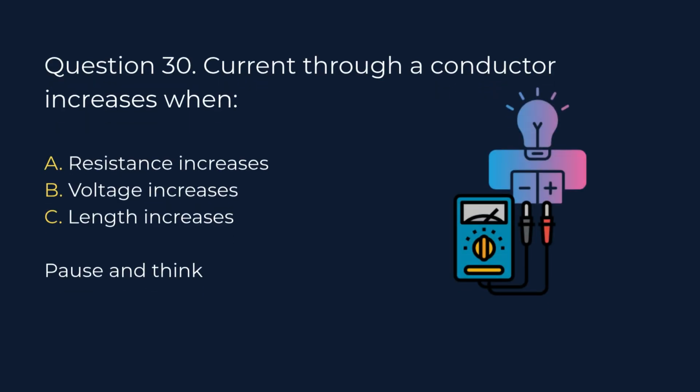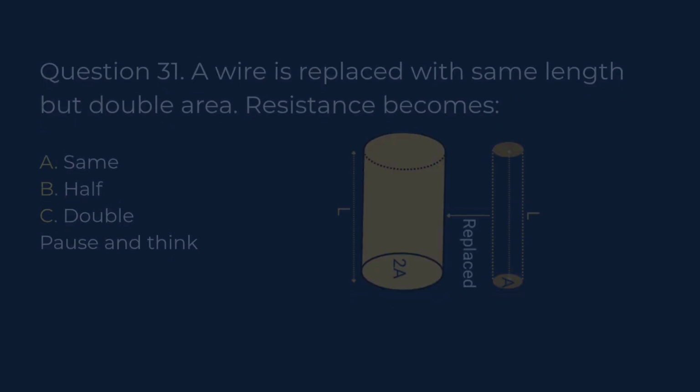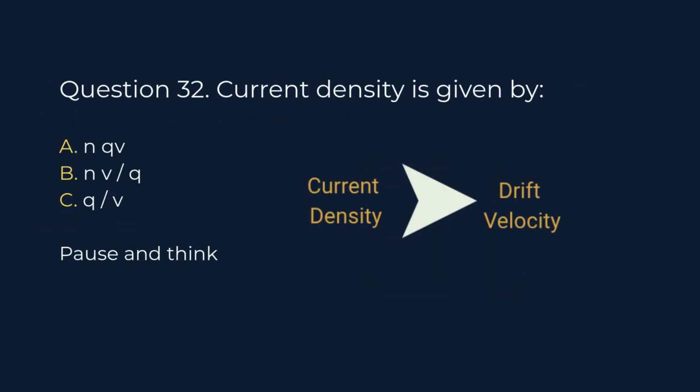Question 30. Current through a conductor increases when A, resistance increases, B, voltage increases, C, length increases. Question 31. A wire is replaced with same length but double area. Resistance becomes A, same, B, half, C, double.